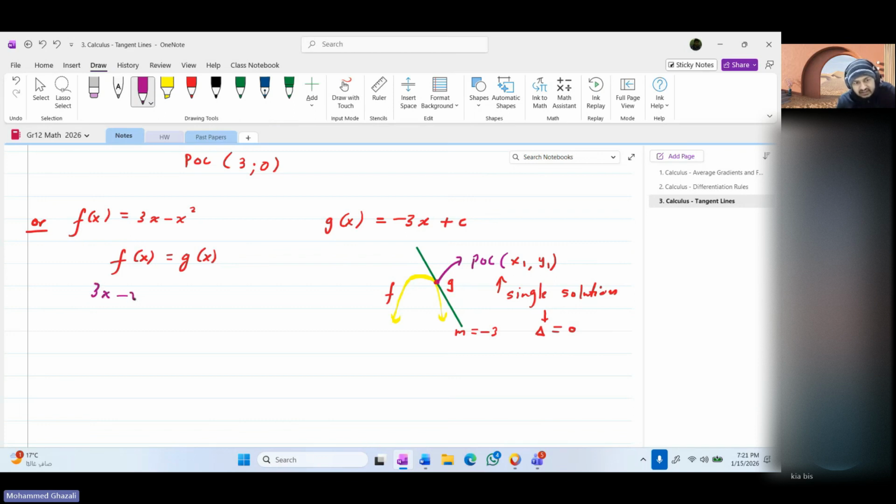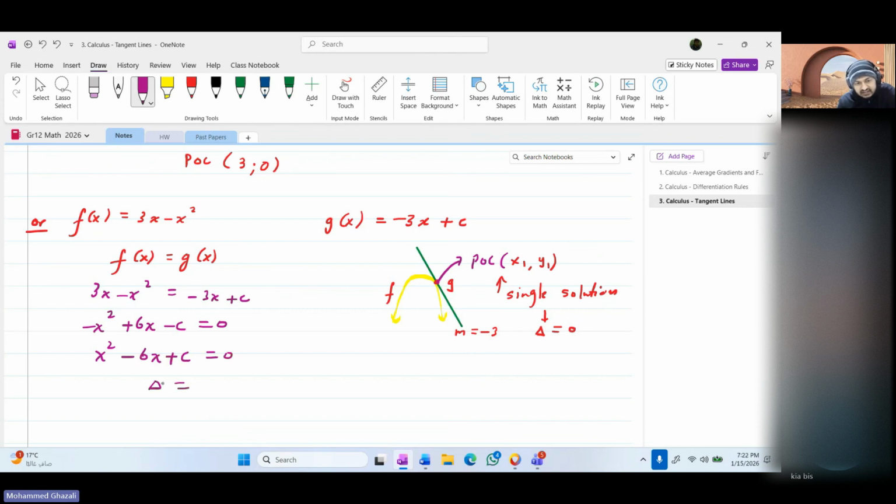So f of x is 3x minus x squared. If you don't know calculus, that's what you will actually do. And g of x is minus 3x plus c. Bring everything over, you will get negative x squared, 3x plus 3x is 6x, right? And bring the c over, you get minus c is equal to 0. Refactorize everything, write it in standard form: x squared minus 6x plus c is equal to 0.